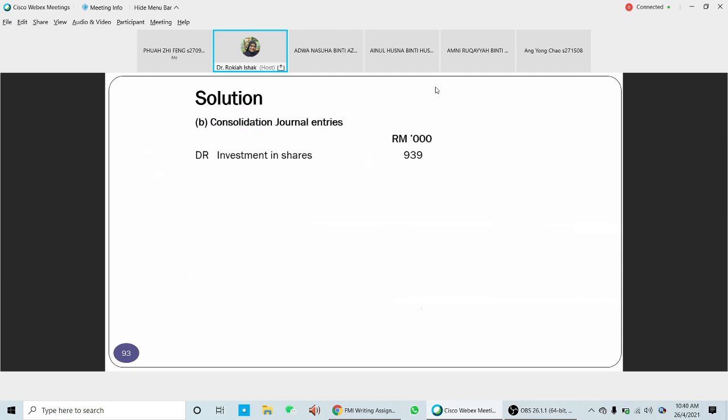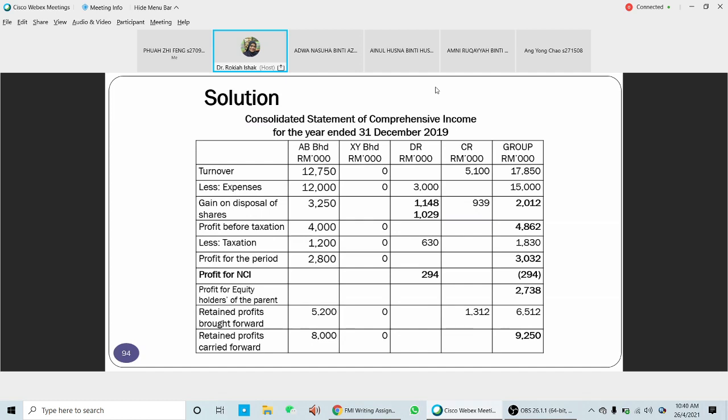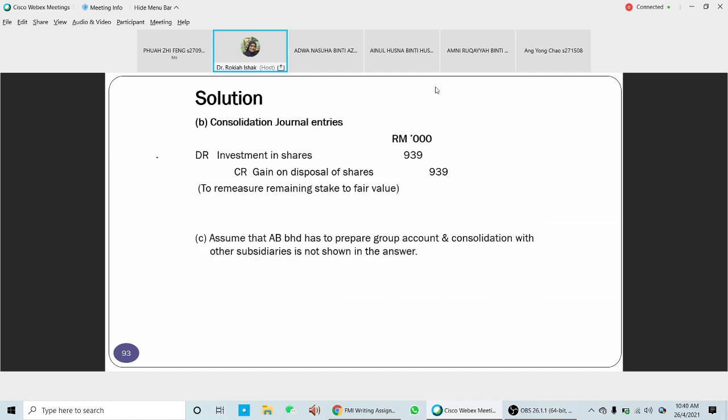And then the third one, you're going to record the remeasurement gain. Remeasurement gain will increase your investment and then credit gain on disposal. We don't use remeasurement gain, we're using the term gain on disposal. So using this term, 931. But you know this figure is from the remeasurement gain. That is what you have for journal entry number 3.